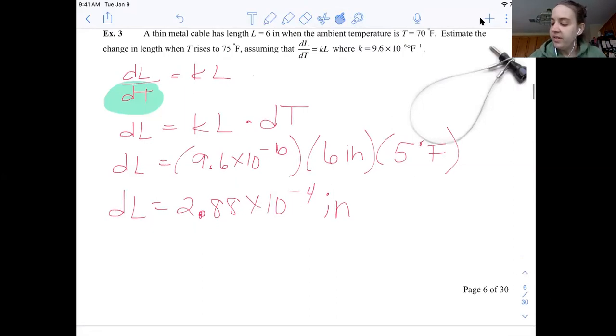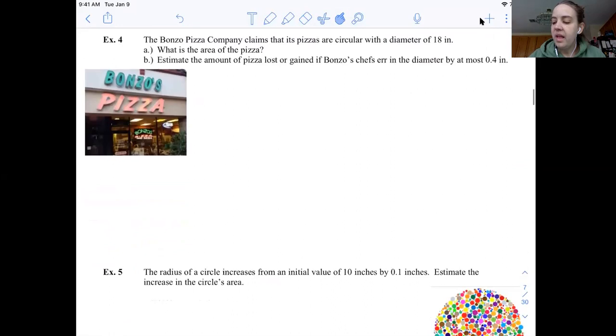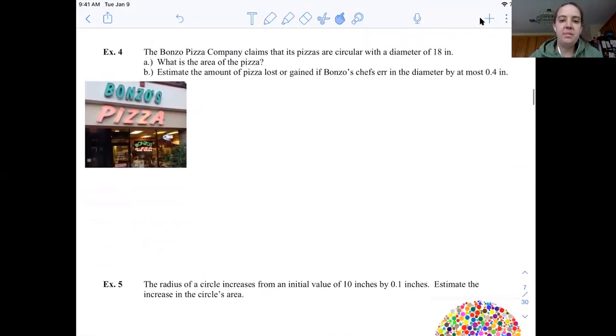Let's see what else we have for examples. The Bonzo Pizza Company claims that its pizzas are circular with a diameter of 18 inches. What is the area of the pizza? And estimate the amount of pizza lost or gained if Bonzo's chefs err in the diameter by at most 0.4 inches. So we're going to start with a circle.